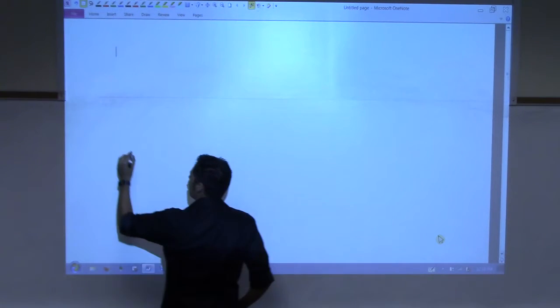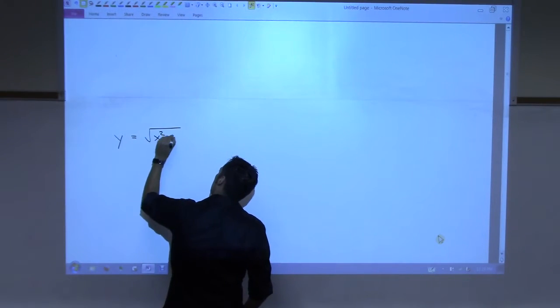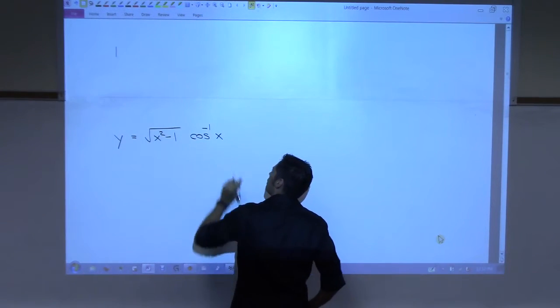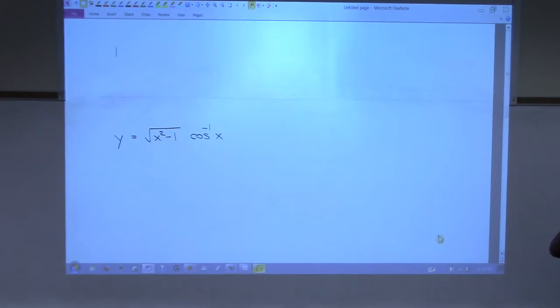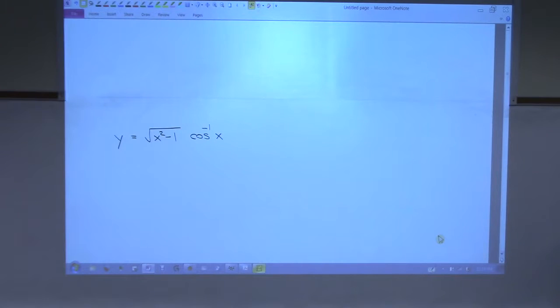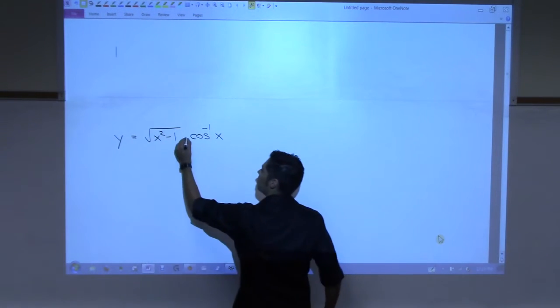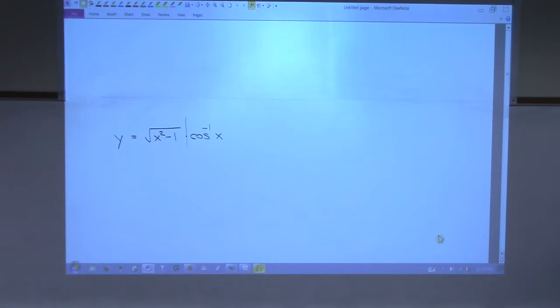Let's do this. Y equals square root of x squared minus 1 times arc cosine of x. Find the derivative of this. Well, if you want, you can write it down. It's a product rule. Okay, go ahead. See what you can get.